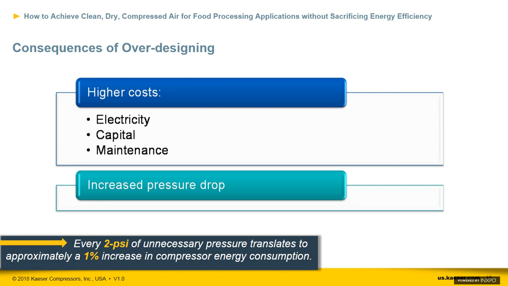We often call this the scream point, the point at which somebody in the plant says, I can't make whatever it is I'm making because pressure is too low. Keep in mind that every 2 psi increase translates to approximately a 1% increase in compressor energy consumed. In this way, you're essentially compounding wasted money on electricity.